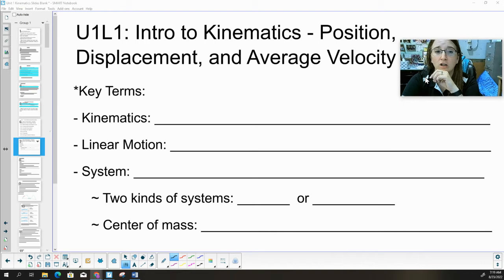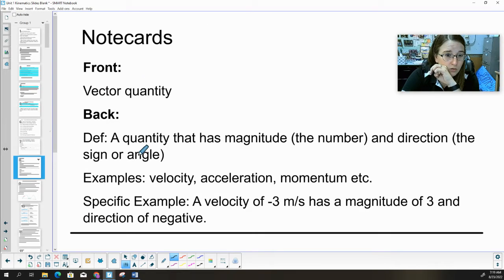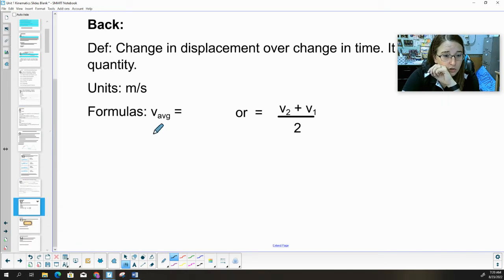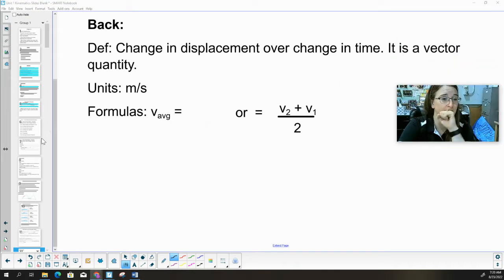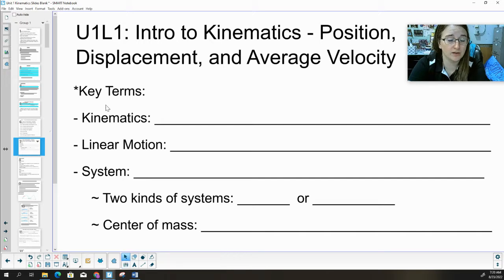So let's go ahead. We're going to start looking through U1L1. You will be needing 3 note cards, just FYI. Remember, they're at the front of the room. You can grab them, because part of your assignment is to make your note cards. So lots of key terms that we're going to fill out.